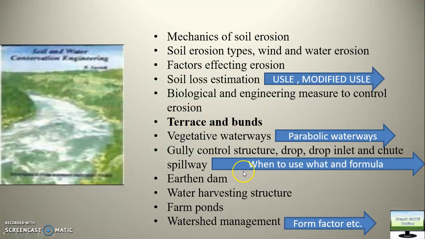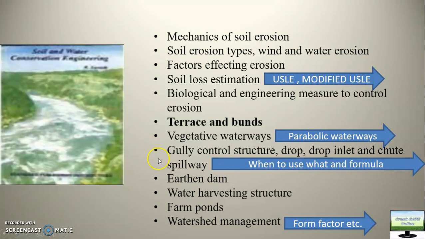In this you need to know which type of structure to use and when. What is the drop height? Between the drop inlet and the chute spillway, there is a difference of height. After a particular height, like a drop of 3 meters or 5 meters, only then can you use a certain type of spillway. You need to know that, and a formula regarding that.